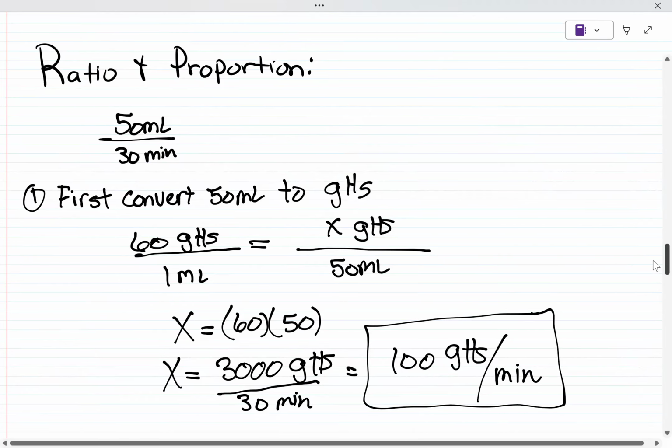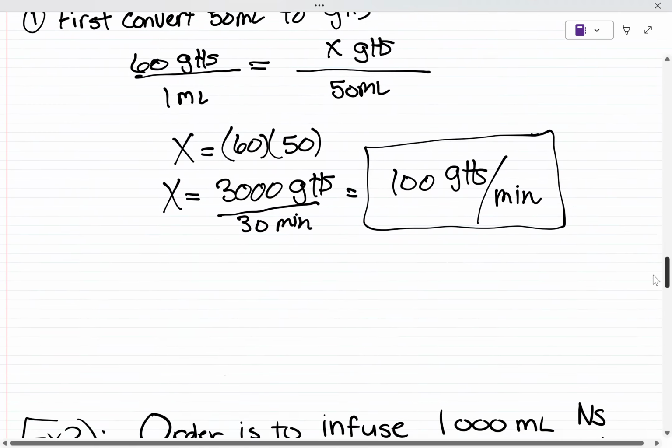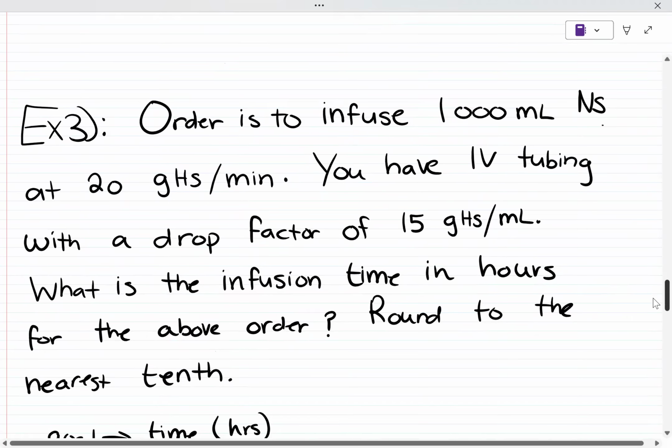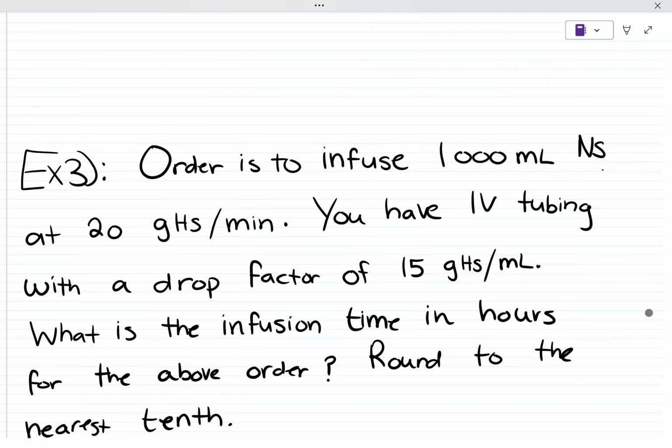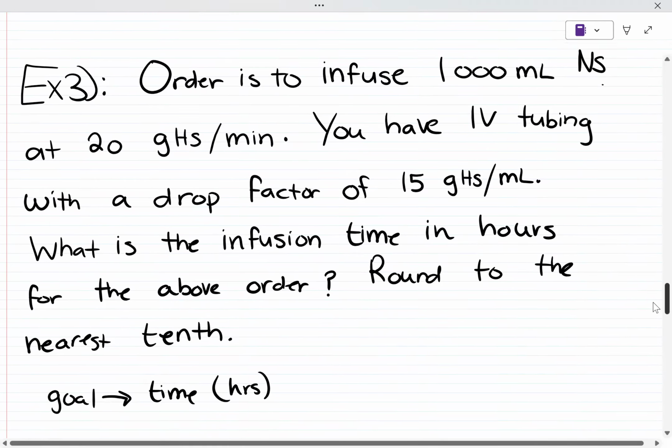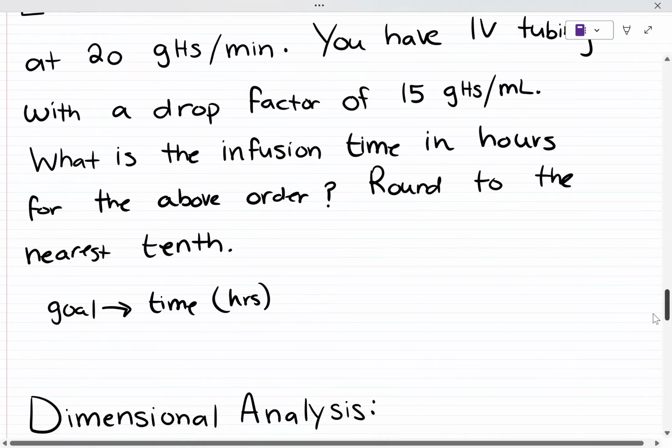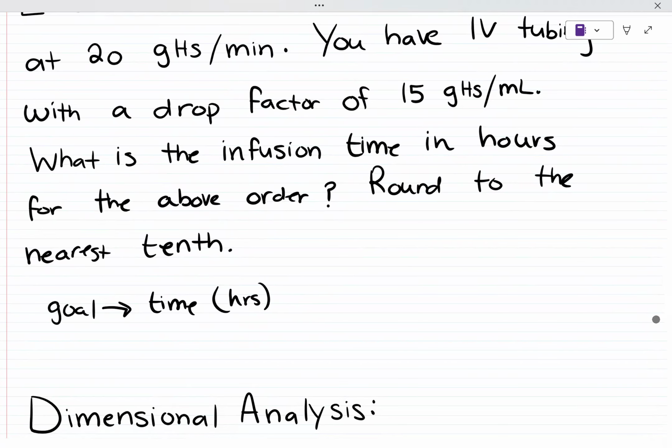Okay, let's move on to example 3. The order is to infuse 1000 ml NS at 20 drops per minute. You have an IV tubing with a drop factor of 15 drops per milliliter. What is the infusion time in hours for the above order? Round to the nearest tenths. So our goal is to get time in hours. Our final answer has to be in hours.